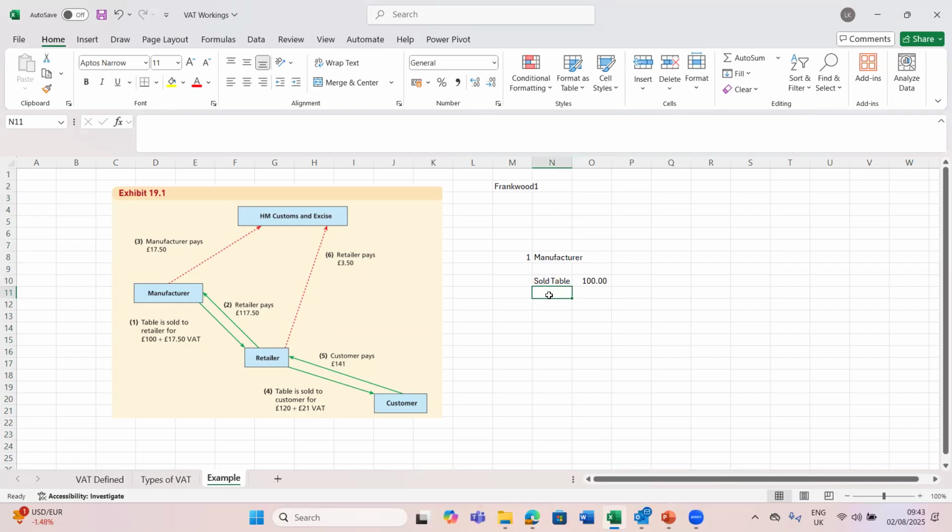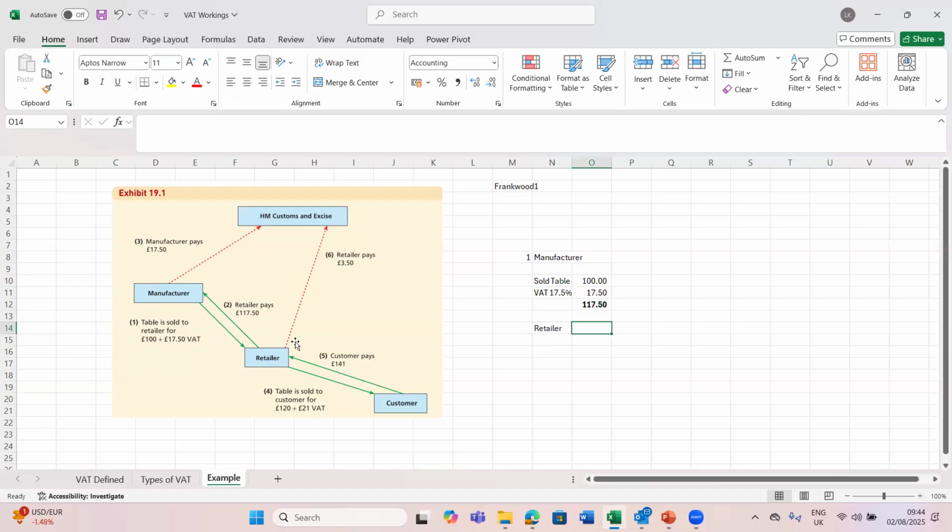So he has added VAT at a rate of 17.5%. So what's the VAT? It will be 100 times 0.175. Okay. So what's the total selling price for this manufacturer? It will be 117.5 pounds. So this manufacturer sells to a retailer. Okay.